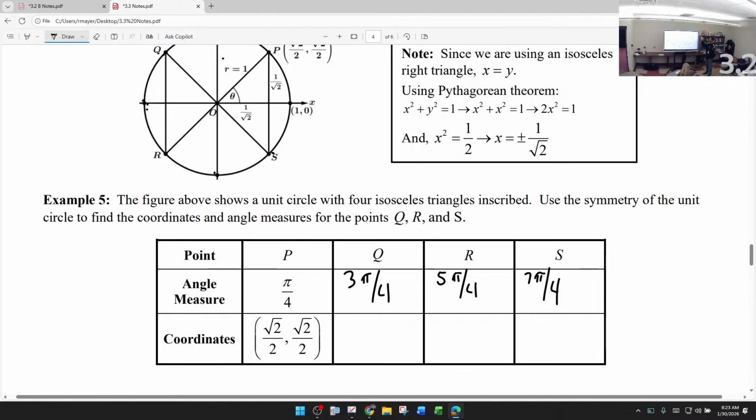1/4, 2/4, 3/4, 4/4, 5. Why don't I just count by odds and skip? Okay, good. 1, 3, 5, 7. Beautiful. Speed up the process. I guarantee it, every one of these is going to be square root of 2 over 2. Because any 45 is going to be a square root of 2 over 2.